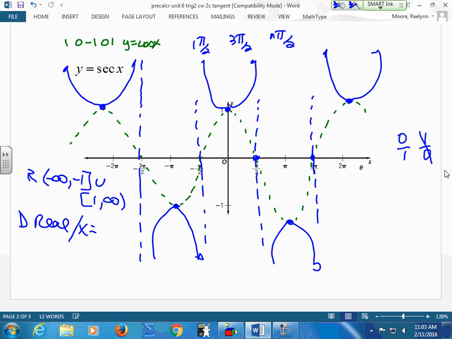So what's my pattern? N pi over 2, where n is any odd integer. Are you going to write that? Okay. Where n is any odd integer.